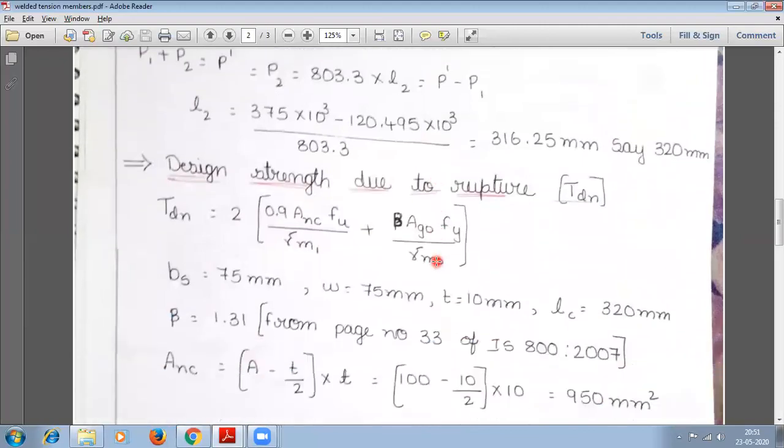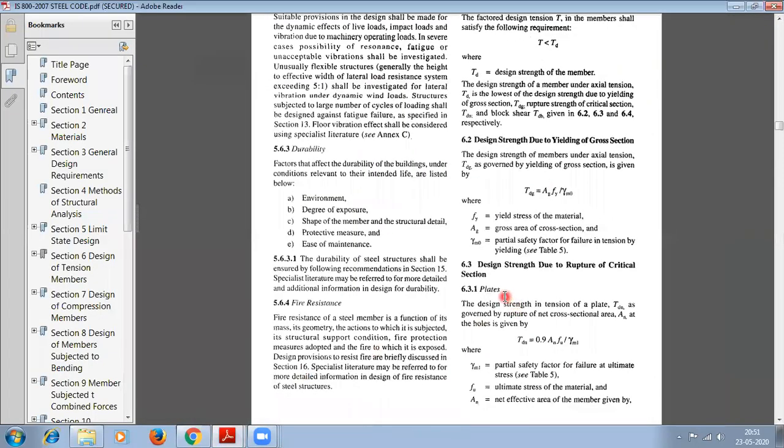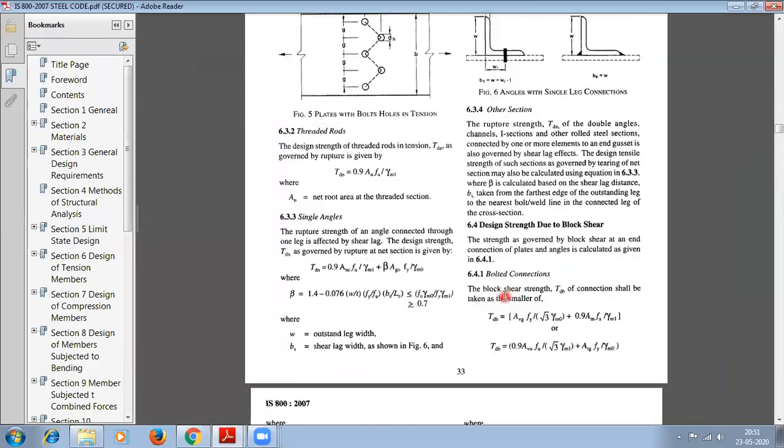Now we'll find out the strength due to rupture. This is as usual like your bolted connection, but here you need to remember that in the steel code book, on page number 33, TDN for a single angle is equal to 0.9 ANC FU. You have this equation, right? This equation is multiplied by 2 because whatever equation is given in the code book is for a single angle. We need to make it for a double angle by multiplying it by 2. Fine. Now the beta value.